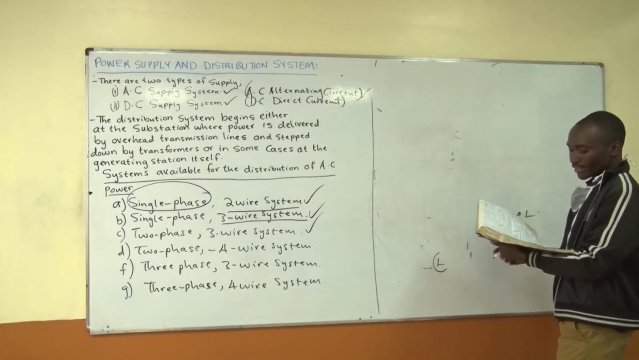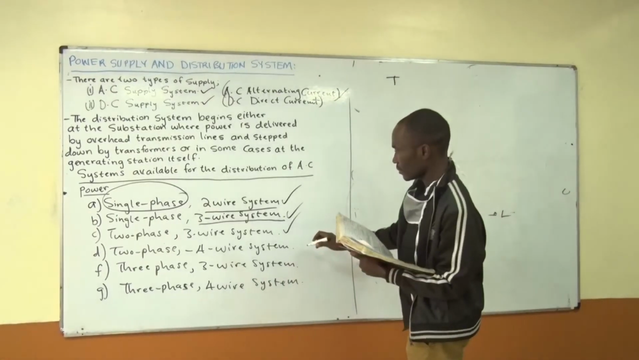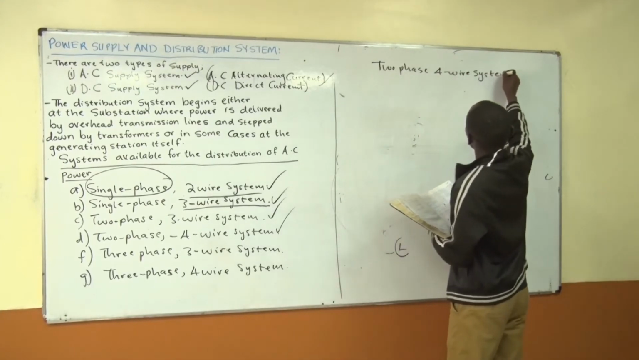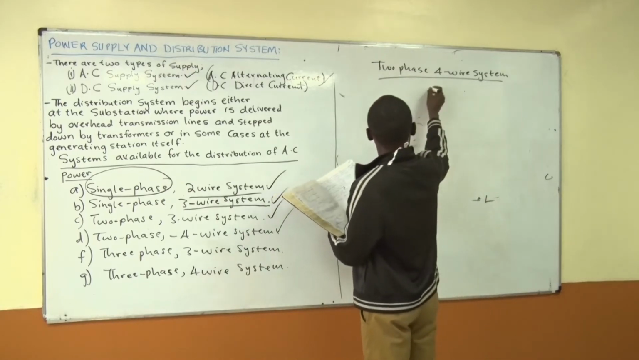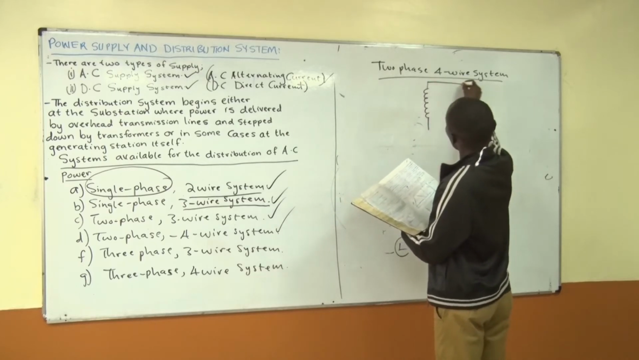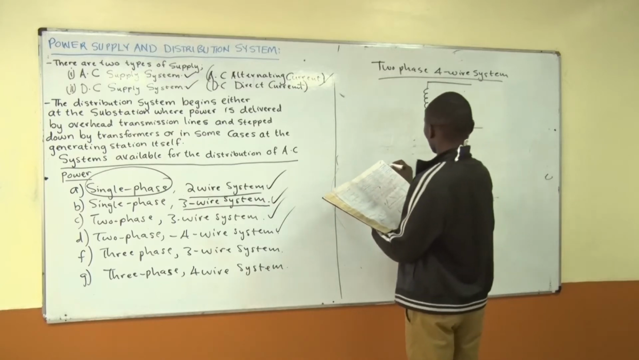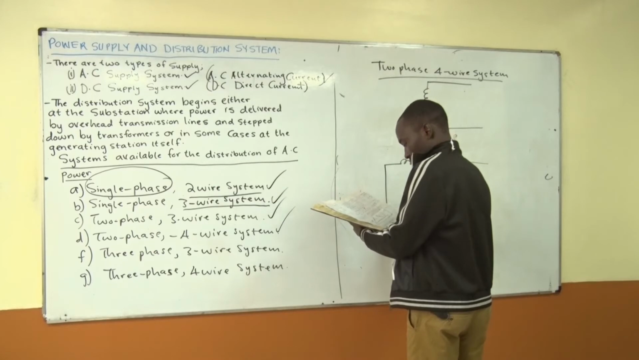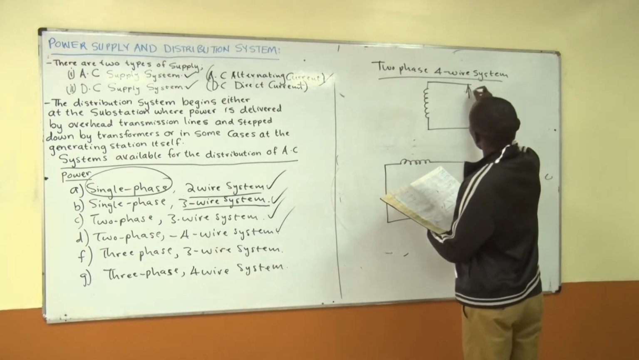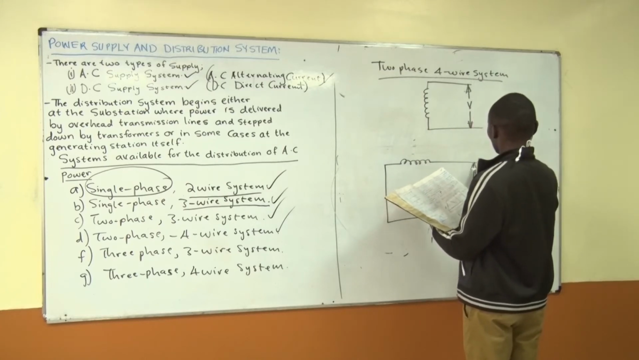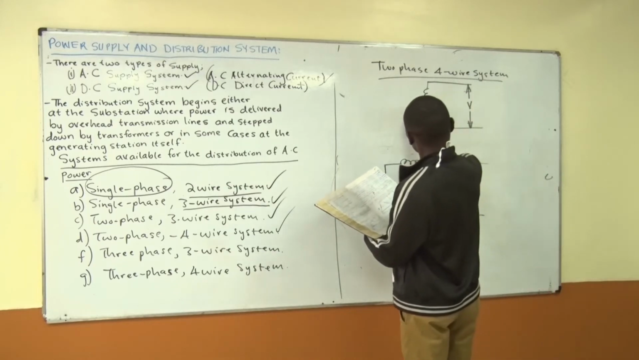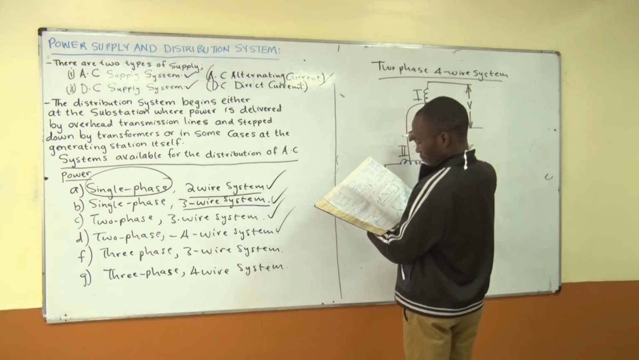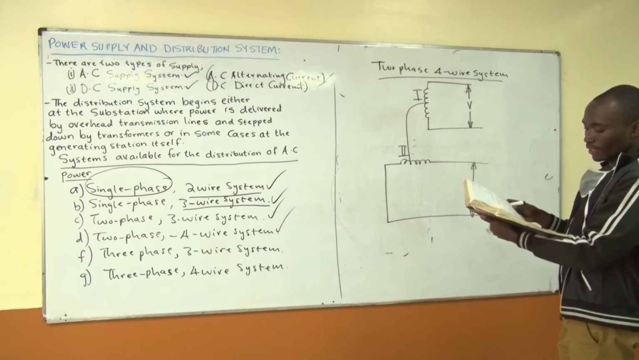The next one is a 2-phase 4-wire system. This is how it is drawn. So this is the 2-phase 4-wire system.